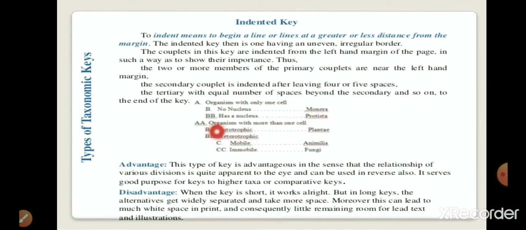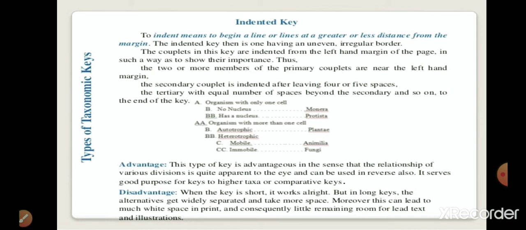Then the second one is organism with more than one cell. If the organism has more than one cell, it may be autotrophic or heterotrophic. If it is autotrophic, then it is a plant, or if it is heterotrophic, it may be Animalia. If we click heterotrophic and go to 2, then we have two leads: it may be motile or immotile. If it is motile, it may be Animalia, or if it is immotile, then it may be fungi. So these are the choices based on the indented key.